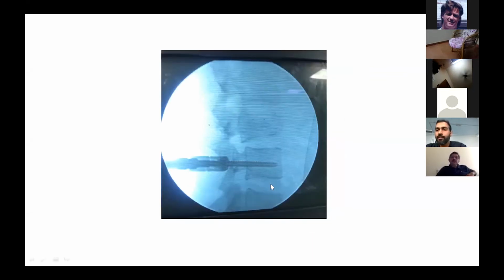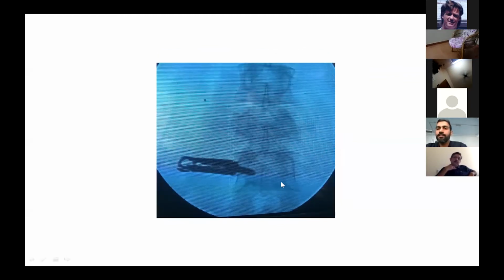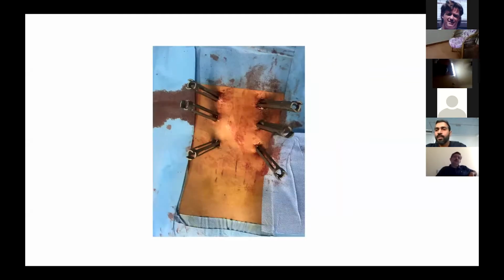So in this image you can see that after tapping we can insert the screw of the desired length. This is the AP view, and here we can see that the screw has been placed. This is the post-operative picture at the end of the surgery, and you can see 6 screws placed, 3 on either side.